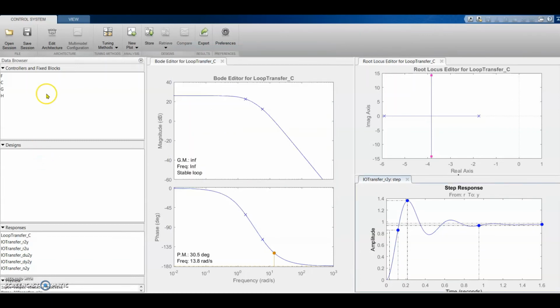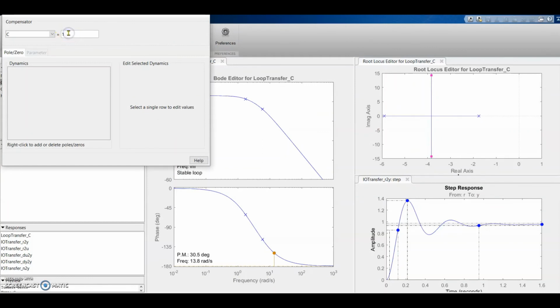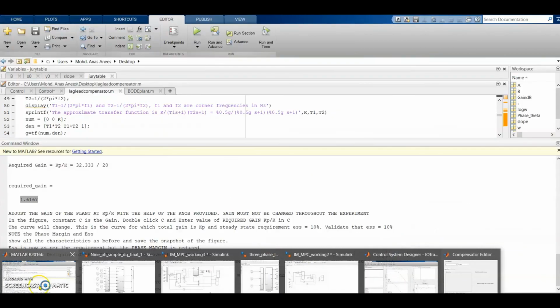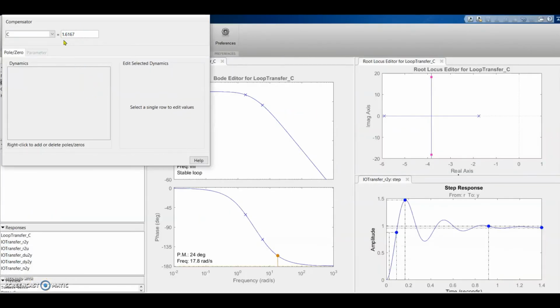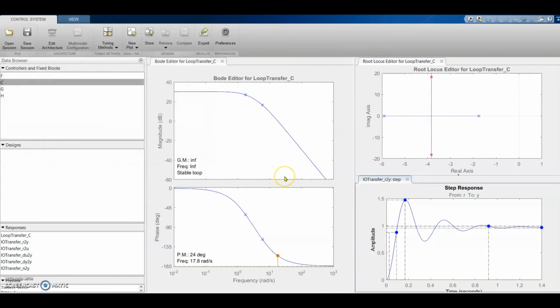So this we are going to do. We are changing the open loop system gain. Double clicking on C, we can put C as 1.6167. I think this was the value. By doing so, our steady state error should be 3% only. Okay, so let's see. The final value is 0.97, so that means our steady state error is 3%.